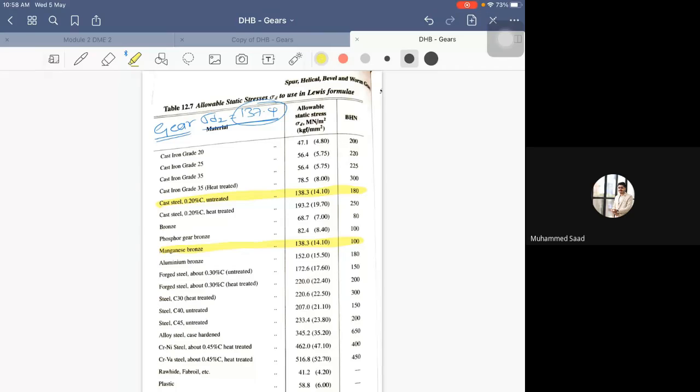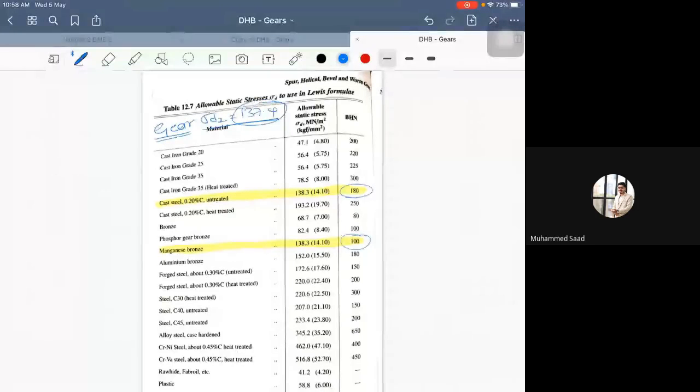About 138 is the design stress. But look at the Brinell hardness number. With hardness, the wear load will be much less. So always prefer a material which has a greater hardness number, so that your wear could be less. So for this, 180, I feel some doubt.